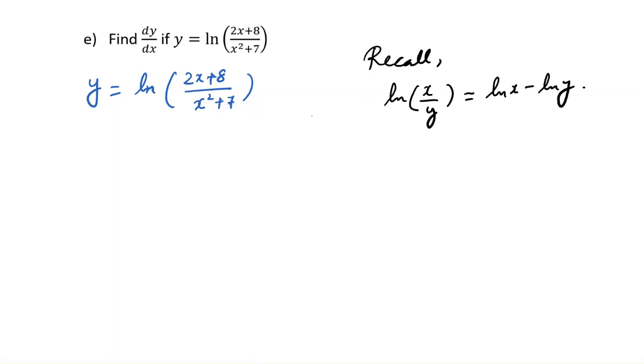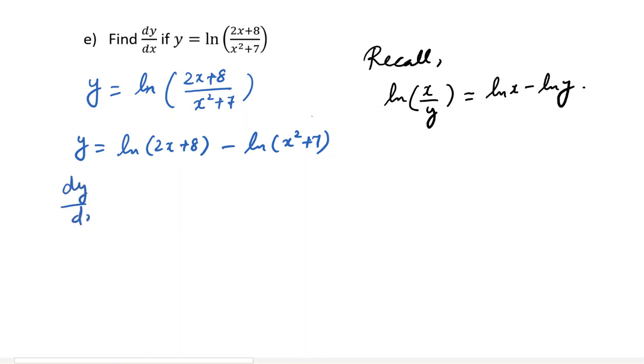We're going to use the exact same thing here. So we're going to rewrite our function as ln of 2x plus 8 minus ln of x squared plus 7. And now we are at a point where we can take the derivative on both sides. Taking the derivative on both sides with respect to x means we take the derivative of each term with respect to x.